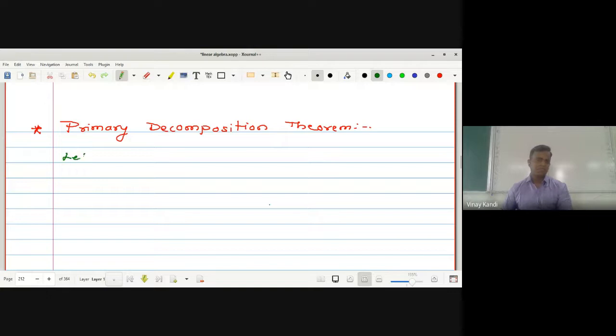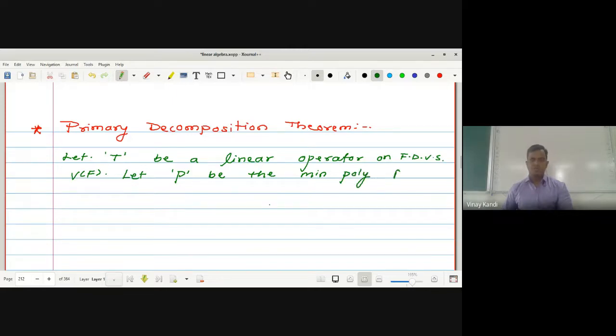Okay, look at it. Let capital T be a linear operator on finite dimensional vector space V over F. Okay, let this P or P of X be the minimal polynomial for T. Okay, that is P is of the form P1 raised to R1 into P2 raised to R2 and up to so on Pk raised to Rk.